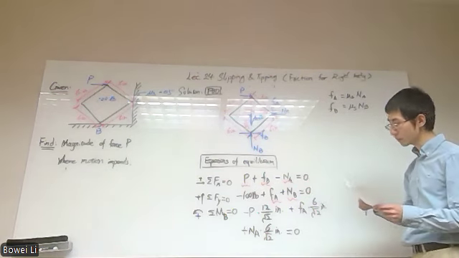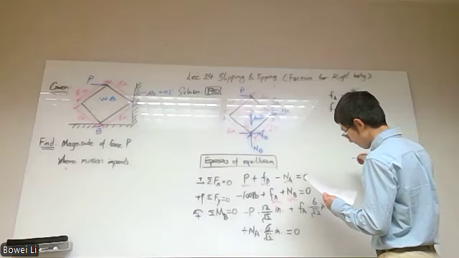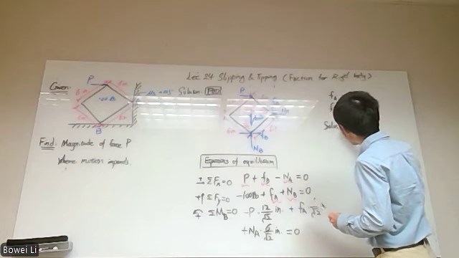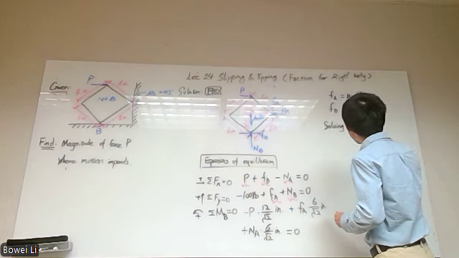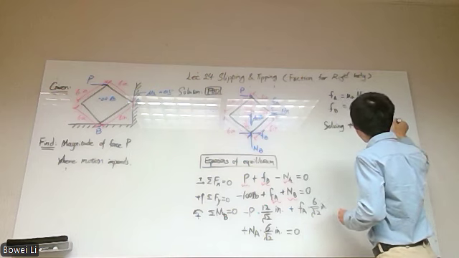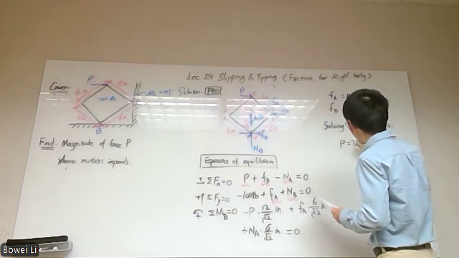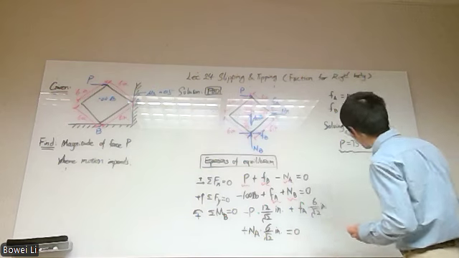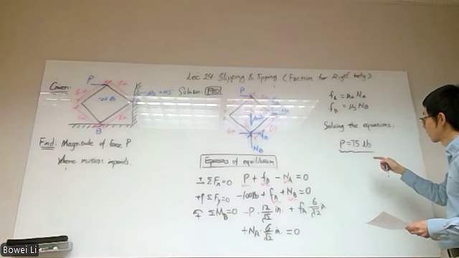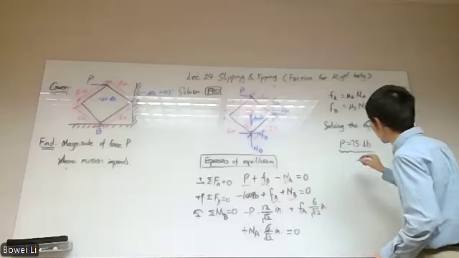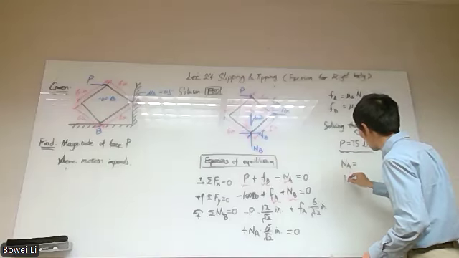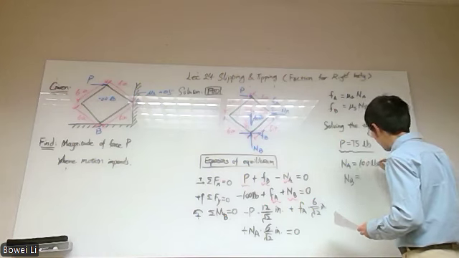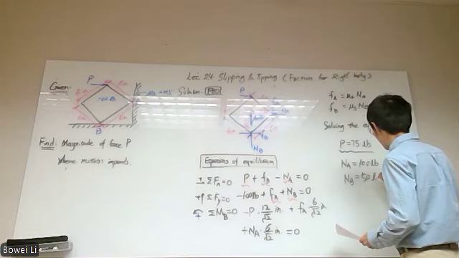And by solving the equations here, we have the magnitude of the external force equals 75 pounds. In addition to that, we have the magnitudes of the 2 normal forces: the normal force at A is 100 pounds, and the normal force at B is 50 pounds.